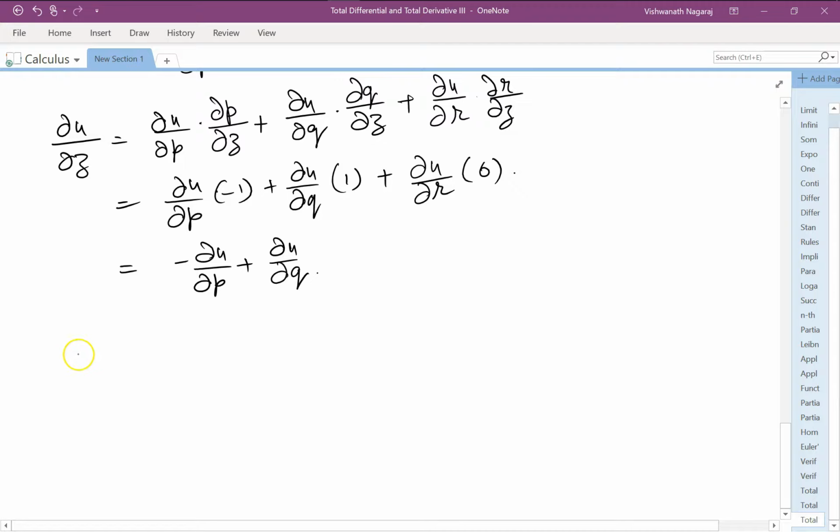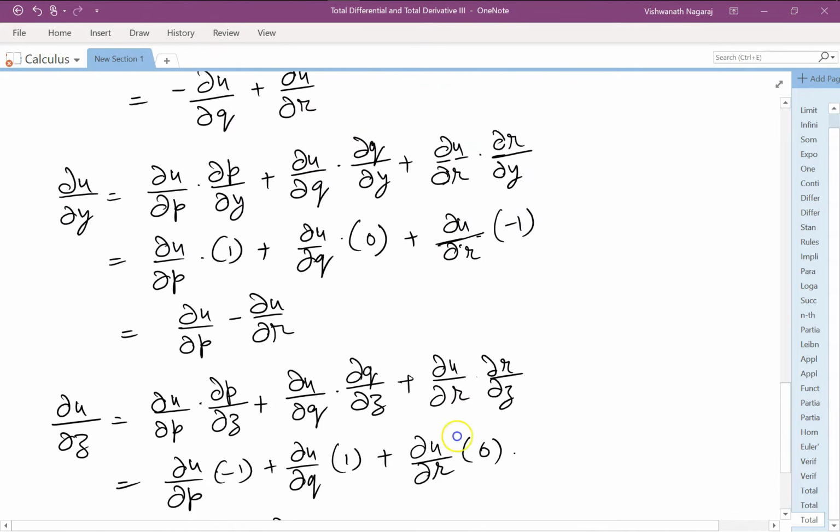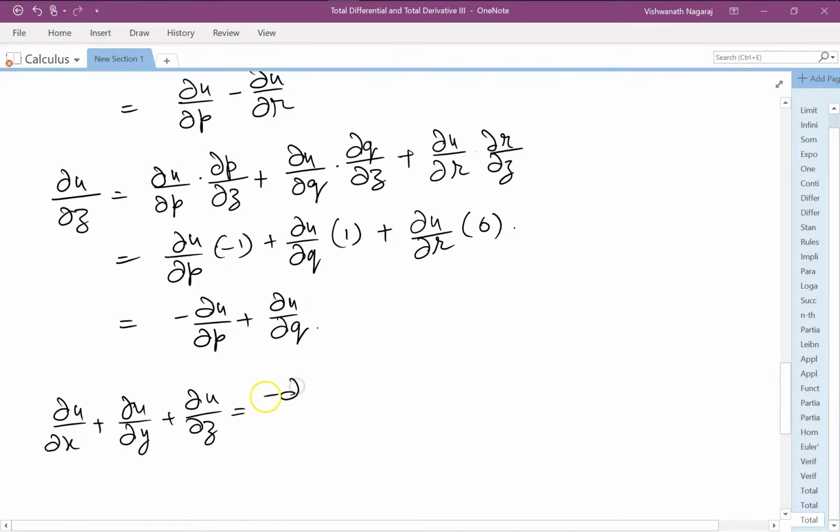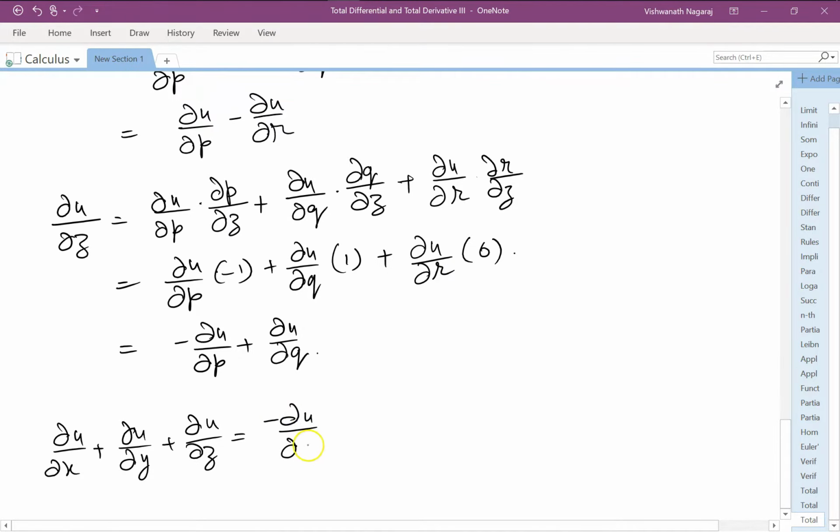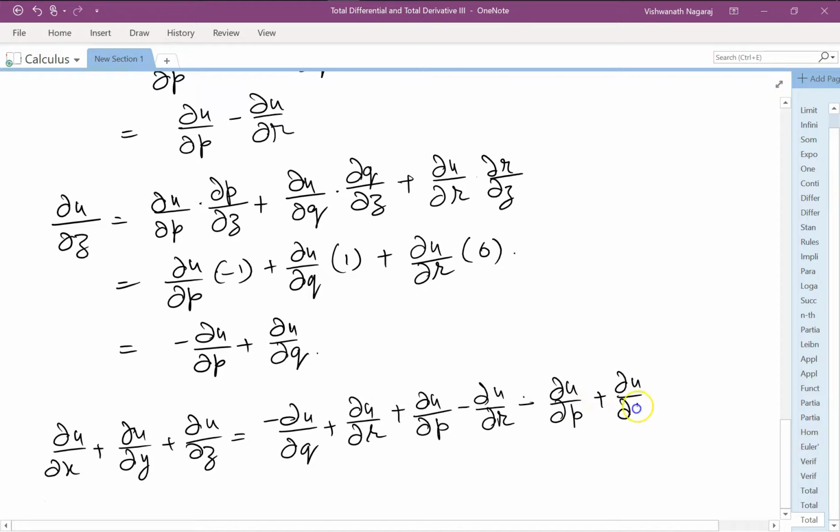Now we have to add all these. So ∂u/∂x plus ∂u/∂y plus ∂u/∂z is equal to ∂u/∂q r, minus ∂u/∂q, plus ∂u/∂r plus ∂u/∂p minus ∂u/∂r, minus ∂u/∂p plus ∂u/∂q.